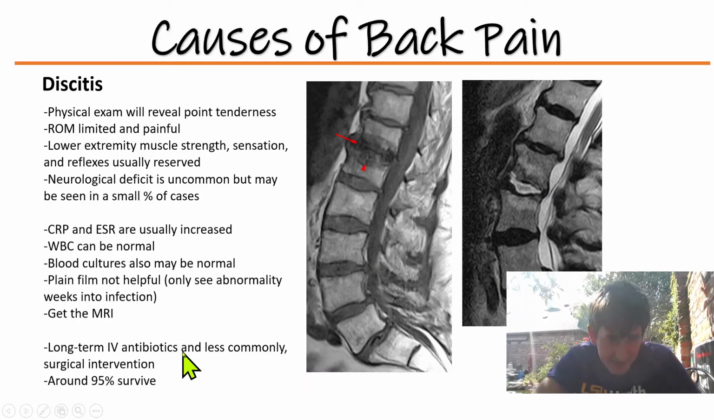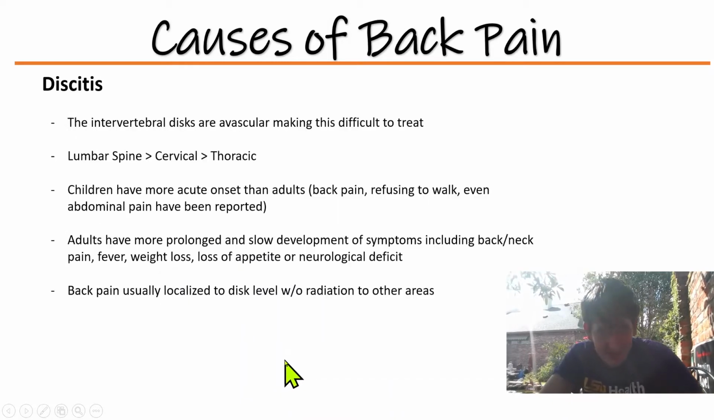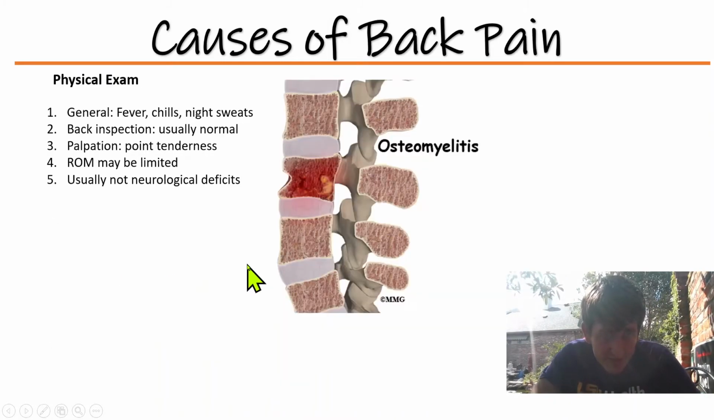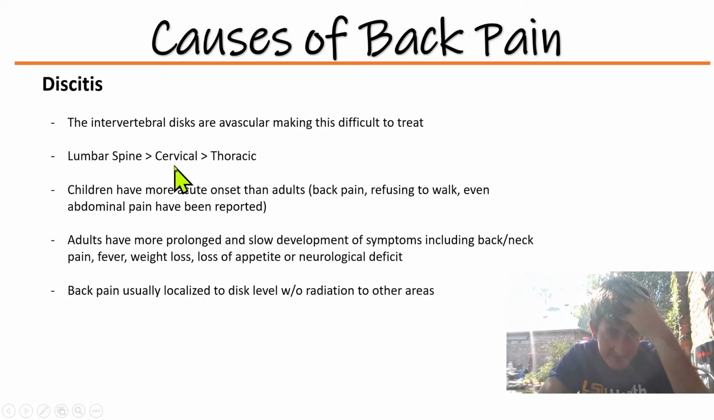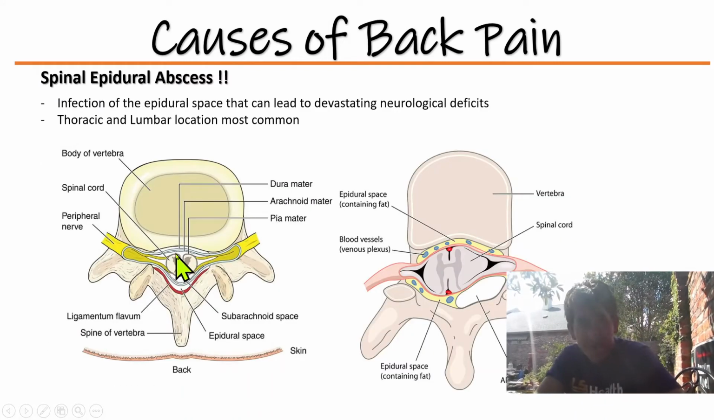So yeah, long-term IV antibiotics will be needed, and less commonly surgical intervention. 90 to 95% survive this, so it's still pretty bad, but a lot of people survive. But what's the difference here? Fever, chills, night sweats, they both can have this. They both can have tenderness. They both usually have no neurological deficits. This pretty much definitely doesn't have neurological deficits. This might have neurological deficits. But other than that, they're pretty similar. It might be worse in pain though, or severe pain.